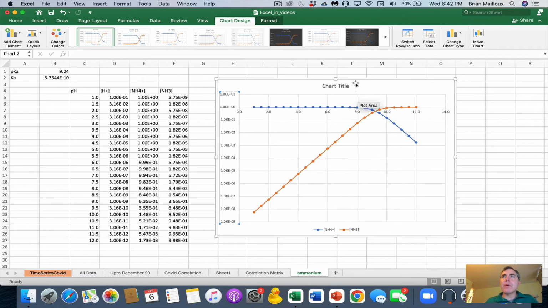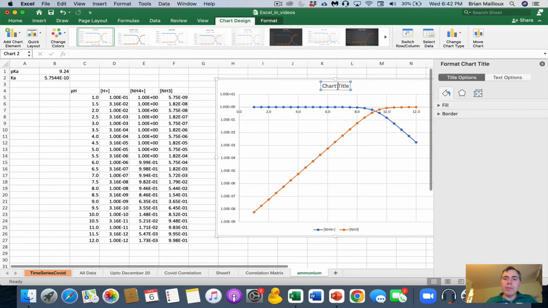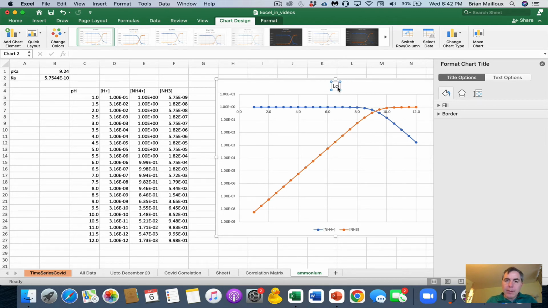But now let's make this look nice. I'm going to give it a title: log concentration pH diagram for ammonia/ammonium.